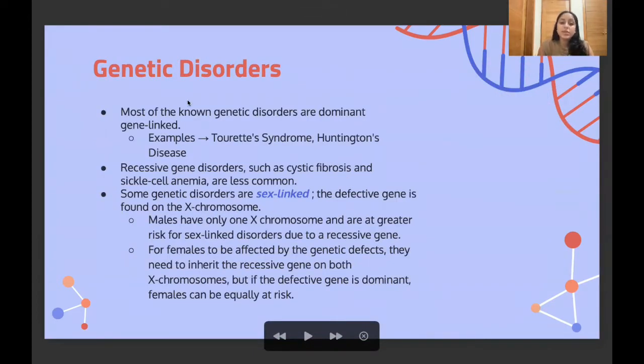So, genetic disorders. Most of the known genetic disorders are dominant gene linked. Examples are Tourette syndrome and Huntington's disease. Recessive gene disorders such as cystic fibrosis and sickle cell anemia are less common. Some genetic disorders are sex-linked. The defective gene is found on the X chromosome. Males have only one X chromosome and are at greater risk for sex-linked disorders due to a recessive gene. For females to be affected by the genetic defects, they need to inherit the recessive gene on both X chromosomes. But if the defective gene is dominant, females can be equally at risk.